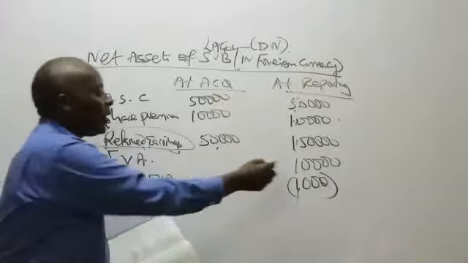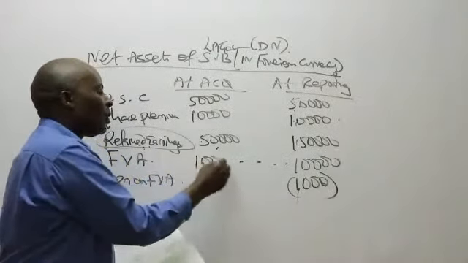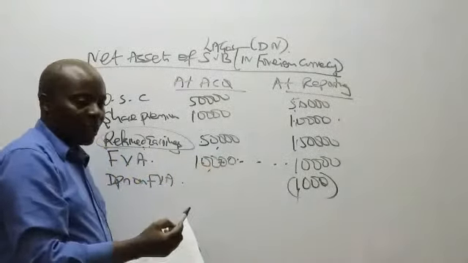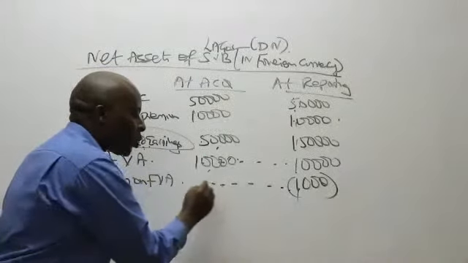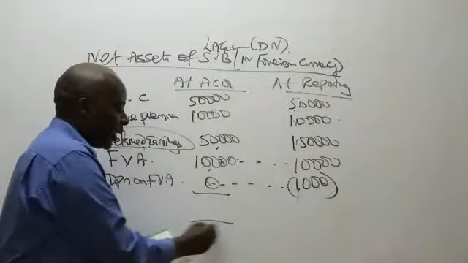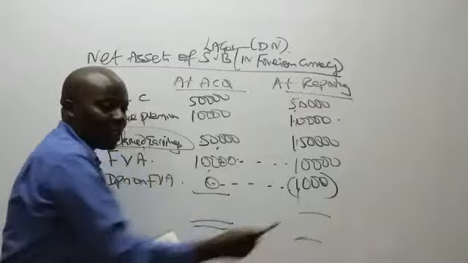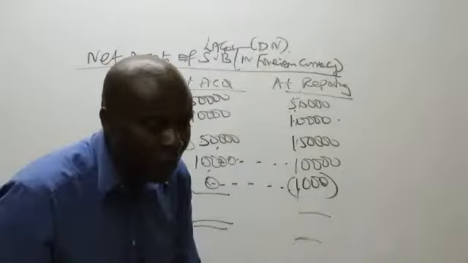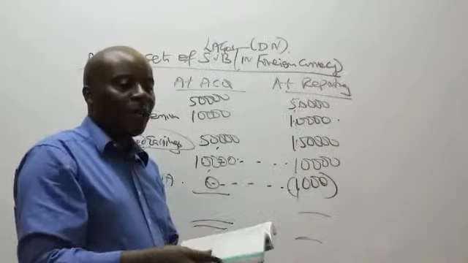How about fair value adjustment? You come and transfer there directly 10,000. Assets had not depreciated at all, so here it is zero. So could you kindly come here and give us these figures? There is a question up there. Explain that 10,000 for fair value adjustment.